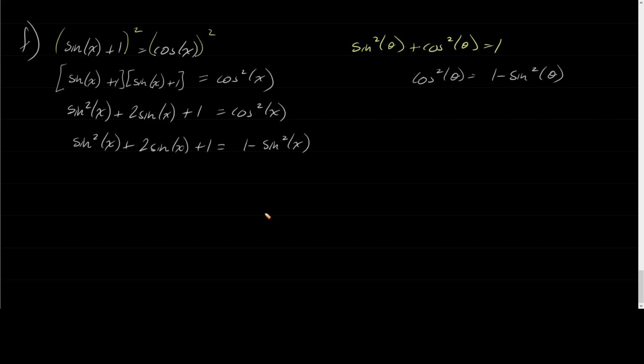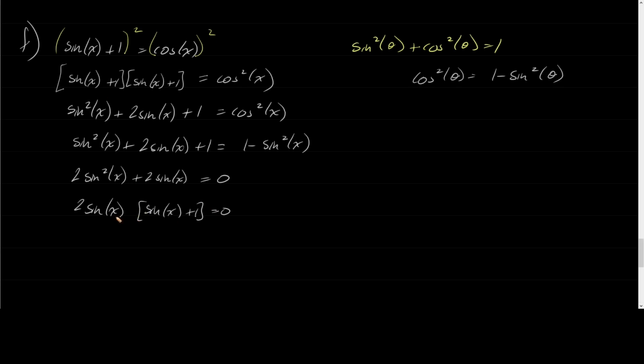At that point, putting everything on the same side, I end up with 2 sine squared of x plus 2 sine x is equal to 0, right? I added sine squared and I subtracted 1. At that point, I see that on these two, I can factor out a 2 sine x, and I'm left with a sine x plus 1 equals 0. And I'll do this in brackets.